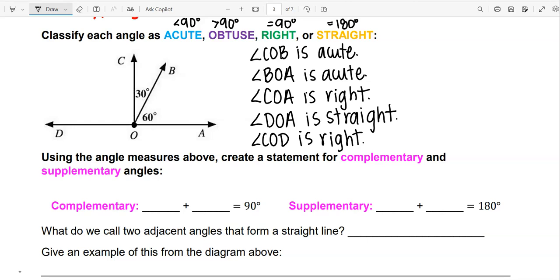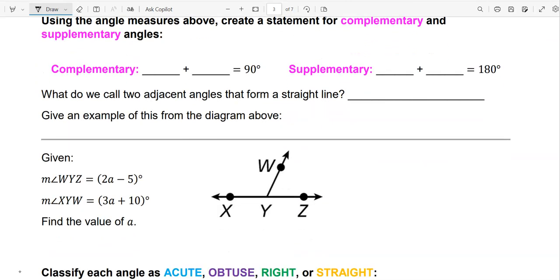All right, so using the angle measures in our picture, tell me 2 angle measurements that are complementary. Give me the angle measurements, not the names. 30 and 60. Good. All right. Which 2 angle measurements are supplementary? I think I heard 90 and 90. We just want the angle measurements, so we want the degrees. We don't need to use the names here.